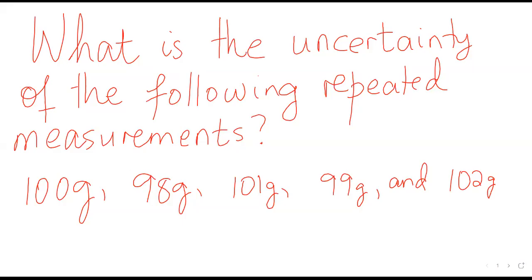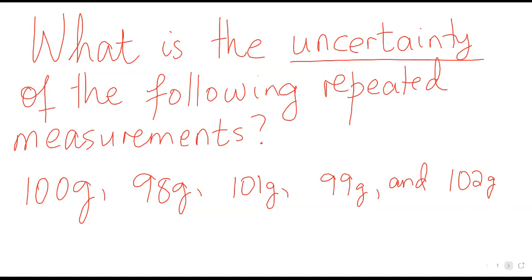Hello students. In this video, we are going to solve the following problem. What is the uncertainty of the following repeated measurements? So we have 100 grams, 98 grams, 101 grams, 99 grams, and 102 grams. We want to find the uncertainty. Uncertainty is the range of possible measurements. So let's see how to find uncertainty.